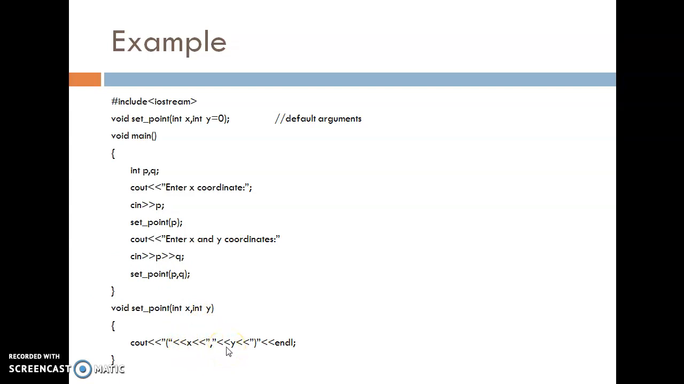Okay. So when we call this setPoint with a single argument, it will take the value of y as 0. And that's why y is known as a default argument.